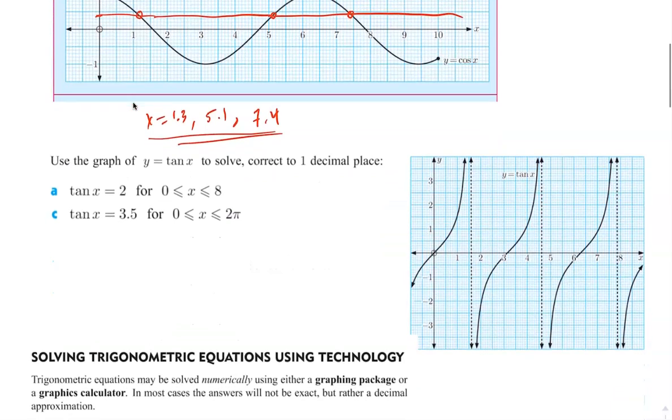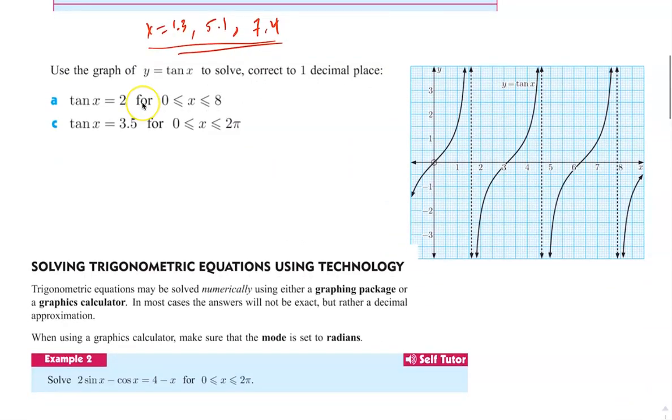Let's look at the next one. So we're going to do A first. Same idea, but now with the tan graph. And the reason I want to do this one is because look, the domains are different here. One of them goes from 0 to 8, and one goes from 0 to 2. We'll do this one first. So here's our tan graph. It wants to solve tan of x equals 2 from 0 to 8.